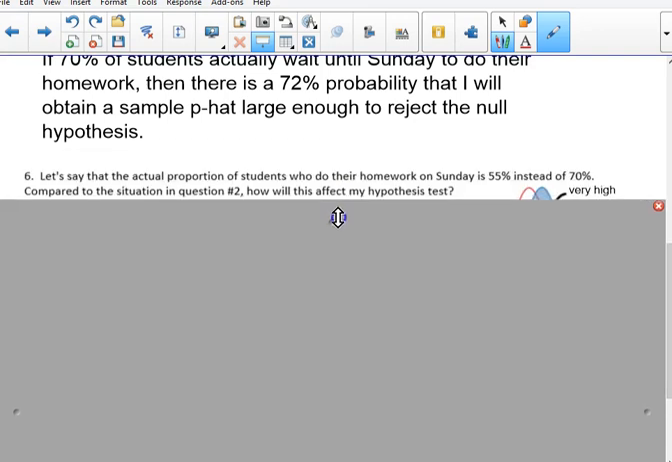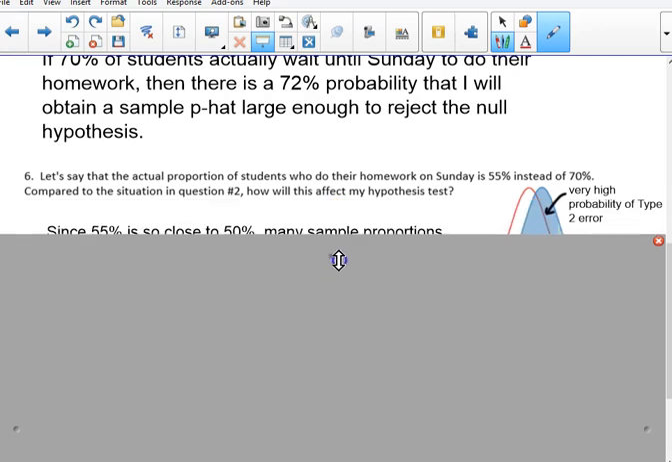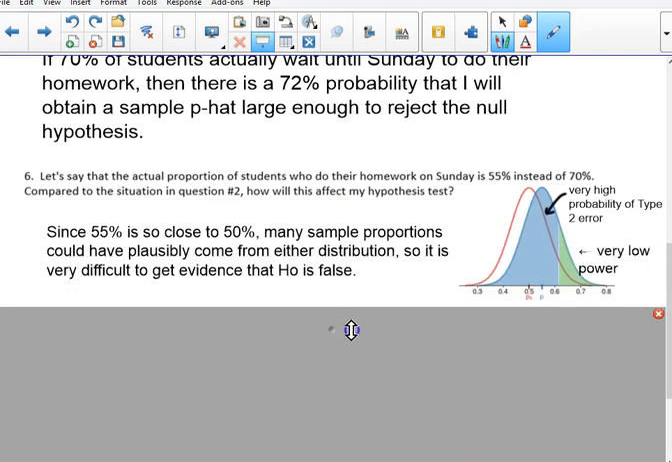Let's say the actual proportion of students who do their homework on Sunday is really 55% instead of 70%. Compared to the situation in question 2, how will this affect my hypothesis test? Well, since 55% is so close to 50%, many sample proportions could plausibly have come from either distribution, so it's very difficult to get evidence that the null hypothesis is false. In other words, we're going to have a very high probability of a type 2 error and very low power on this test. Remember, effect size greatly affects power.